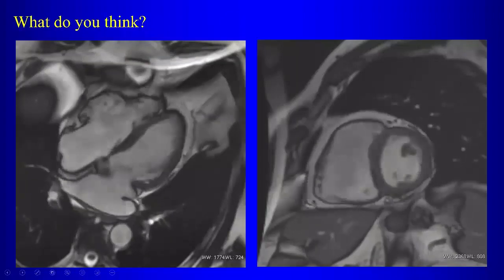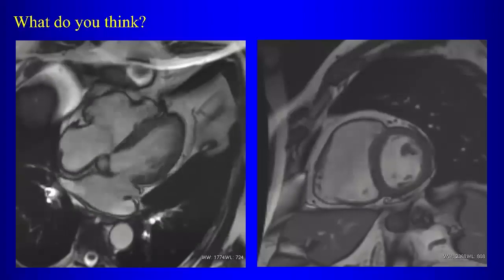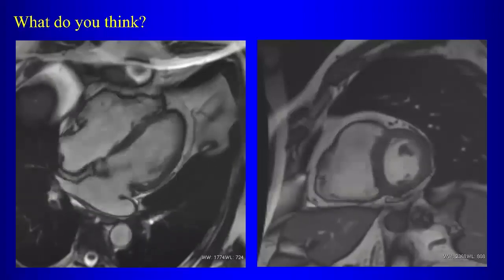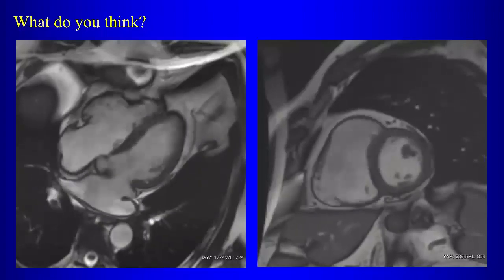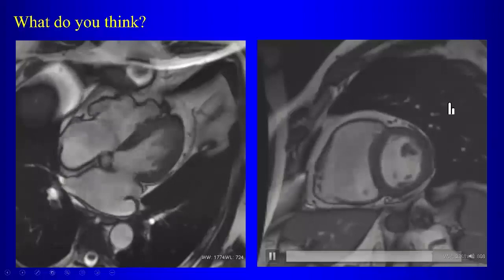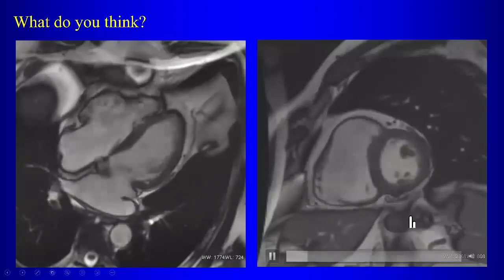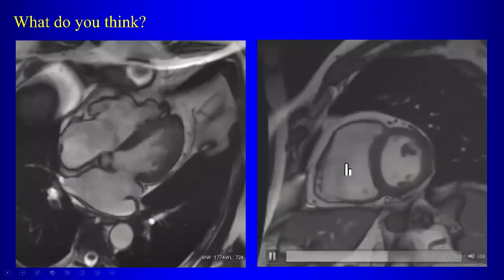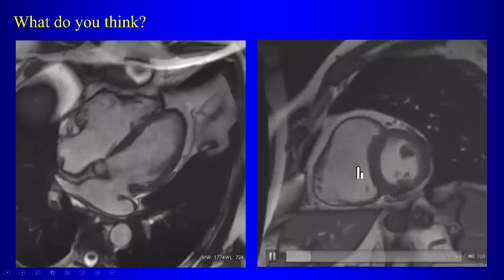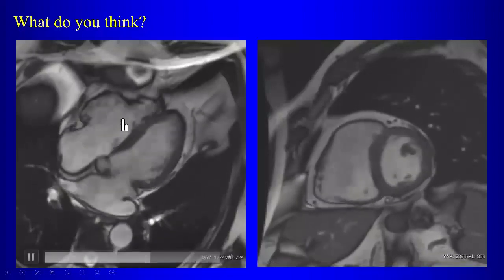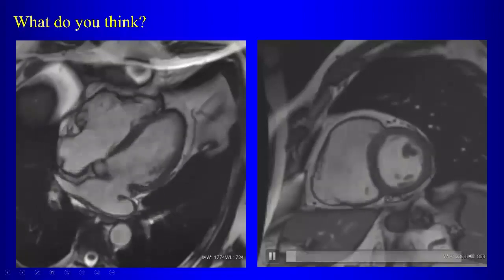All right, so over at Beth Israel, what do we notice about this case? Well, what kind of view is this? Short axis, right? What chamber is this? Okay, so that's the right ventricle. And then here's the right ventricle here too. So what's wrong with the right ventricle? It's dilated, but what else is wrong with it?